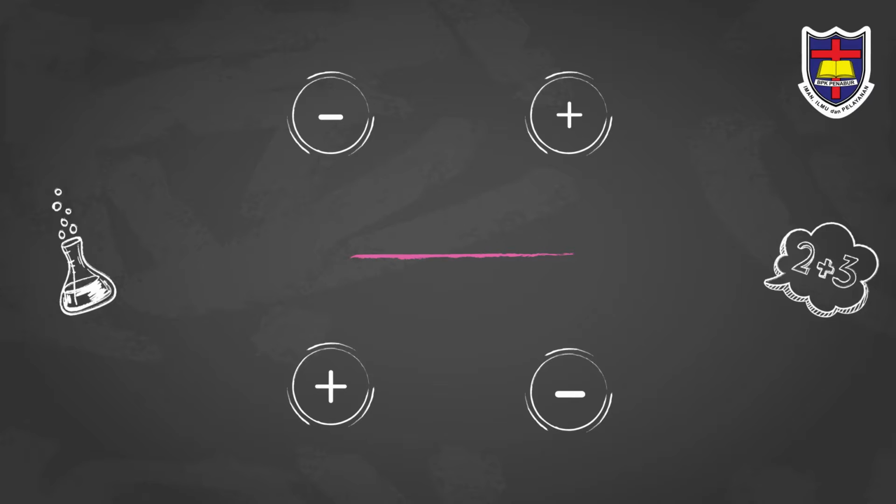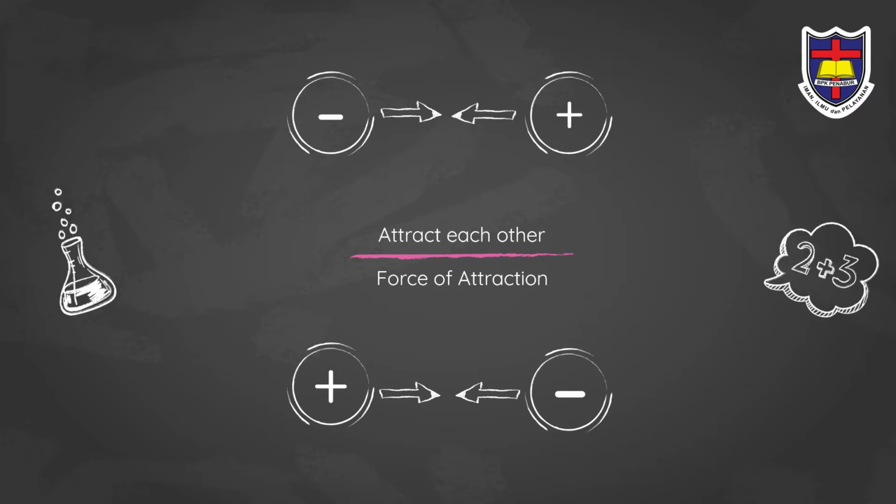Meanwhile, if I have two particles with different charge, the first one is negative and the second one positive, and in the bottom part the first one is positive and the second one is negative. When particles with different charge are next to each other, they will attract each other, or we call it they will have a force of attraction. So this is the property of matter that we can observe.